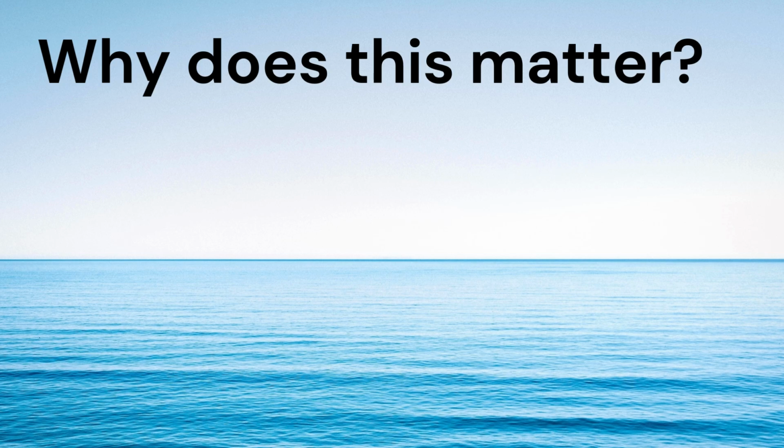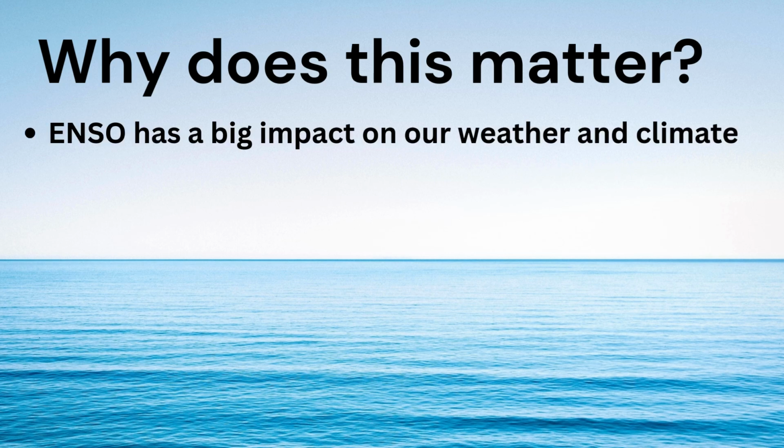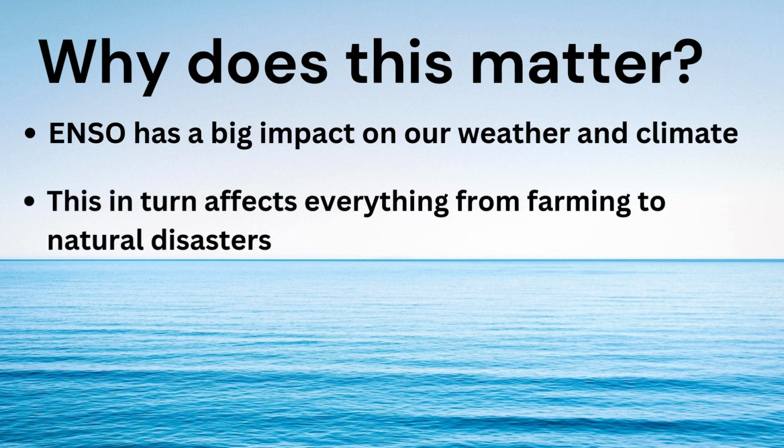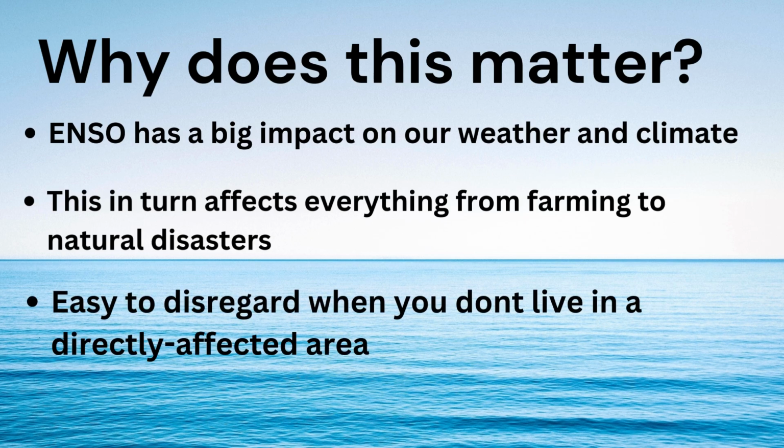Now a big question you might be having is, why does all of this matter? Well, ENSO has a huge impact on our weather and climate, which affects everything from agriculture to fishing to natural disasters like drought and flooding. It's especially important for people who live in areas like Australia, South America, and the United States, places that can be directly affected by El Niño and La Niña events.